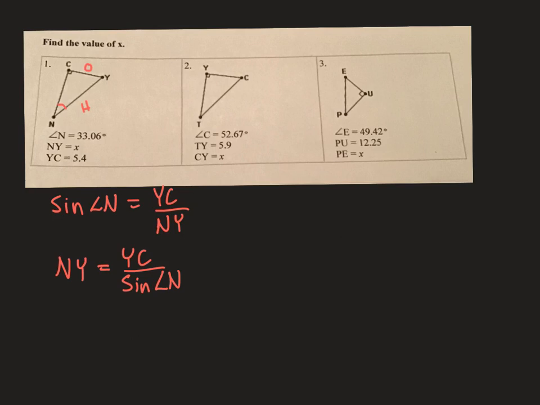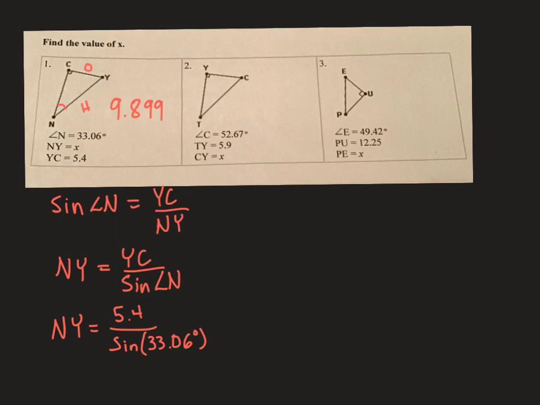Now we need to plug in these numbers, so NY is equal to 5.4 divided by sine of 33.06 degrees. So when you plug it into your calculator, what you'll find is it comes out to be 9.899 for NY.